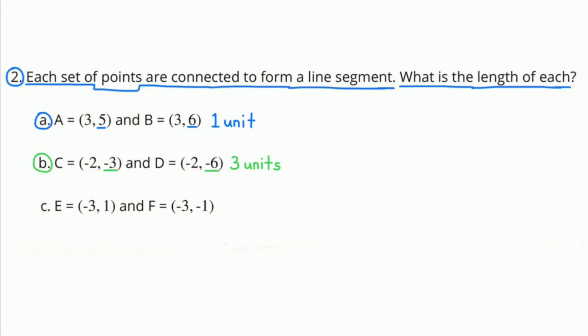B. The point C has coordinates -2 and -3, and point D has coordinates -2 and -6. Their x-coordinates are both -2, but their y-coordinates are different. The difference between -3 and -6 is 3 units, so the line segment would be 3 units long.